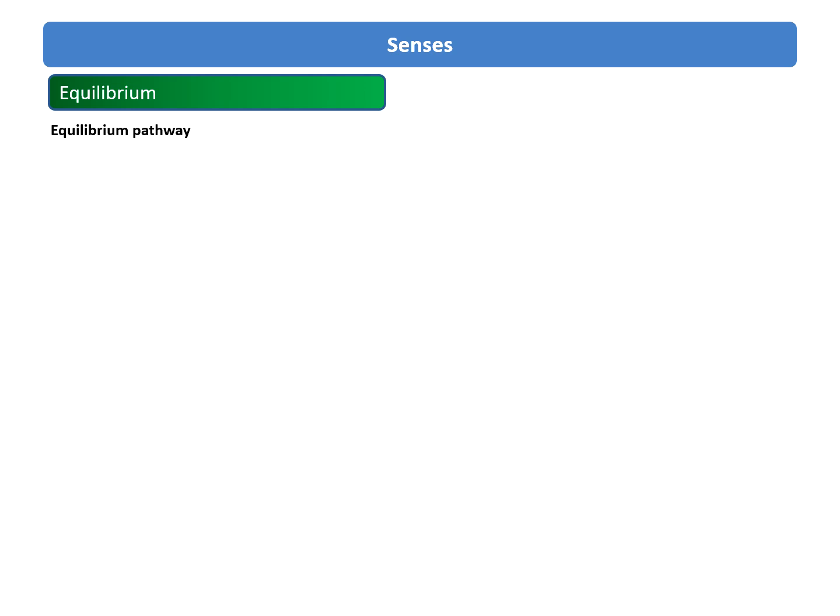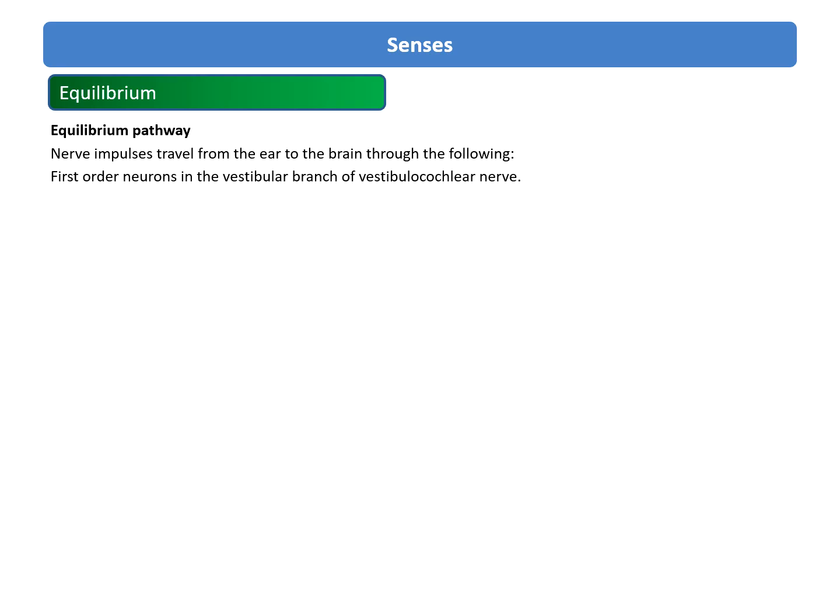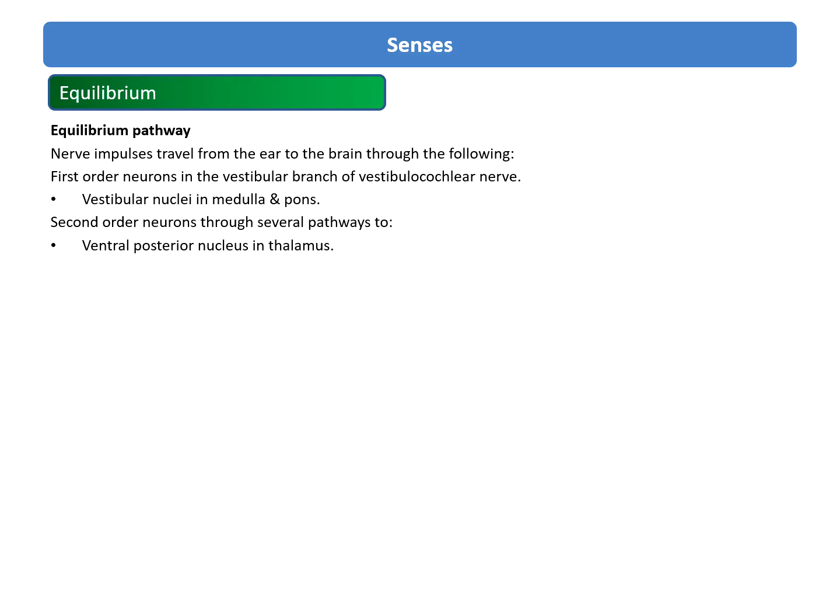Let's look at the neuron pathway for equilibrium. Nerve impulses travel from the ear to the brain through the following. First order neurons in the vestibular branch of the vestibulocochlear nerve travel to the vestibular nuclei in the medulla and pons. Second order neurons continue through several pathways to the ventral posterior nucleus in the thalamus, and the third order neurons travel from the thalamus, the ventral posterior nucleus, to the vestibular area of the cerebral cortex.